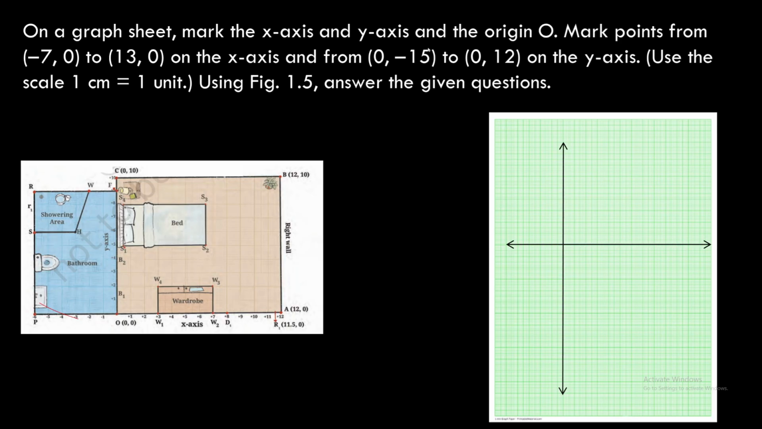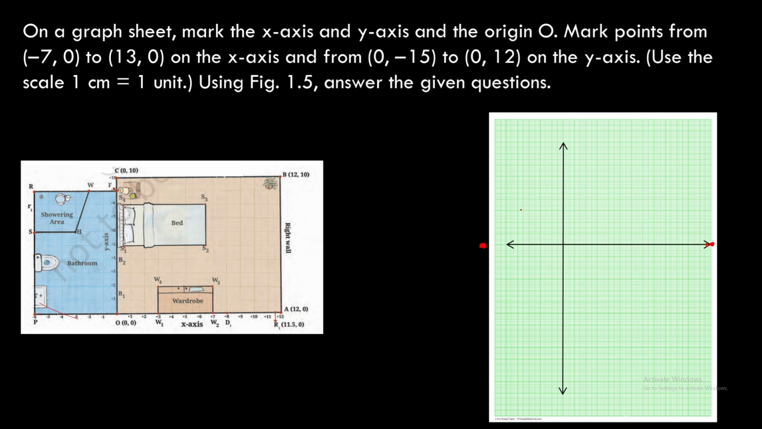So on the graph, mark points from (-7, 0). Where is (-7, 0)? Let us count. Start counting from here. 1, 2, 3, 4, 5, 6, 7. It goes a bit beyond the graph paper. It will be roughly around here to (13, 0). 1, 2, 3, 4, 5, 6, 7, 8, 9, 10, 11, 12, 13. Roughly around here at this edge.